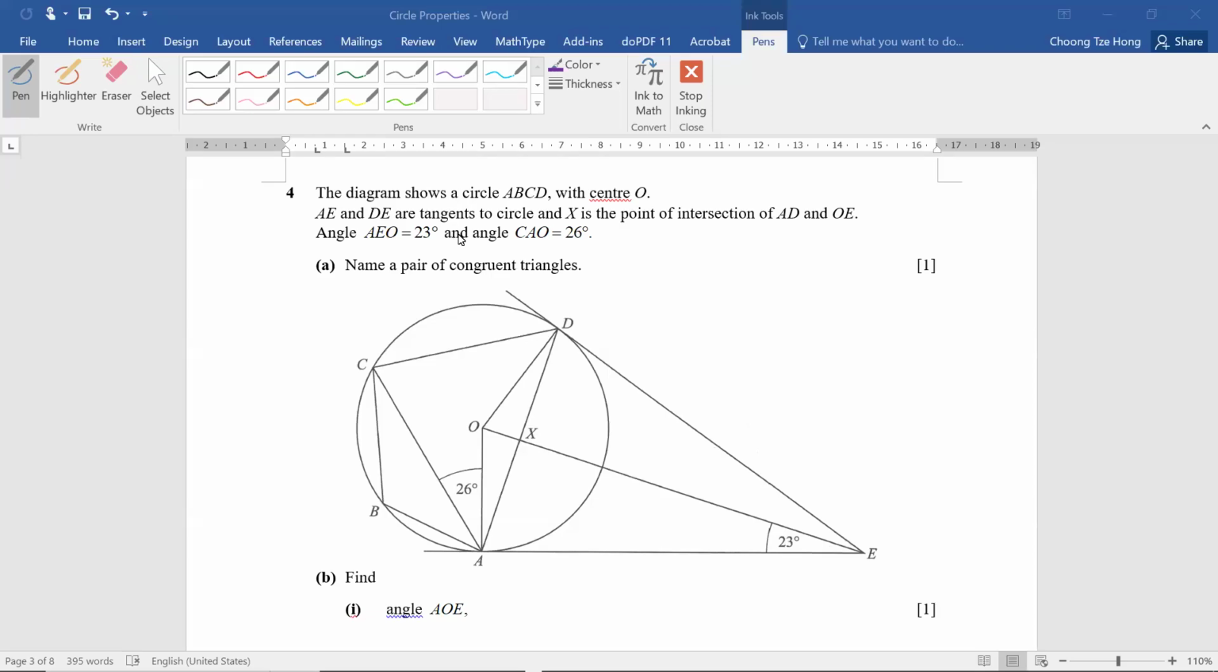Hi students, in this video I'll be going through the 2013 O-Level Mathematics Paper 2 question 7B. This is a question regarding the properties of circle. So let's read the question.